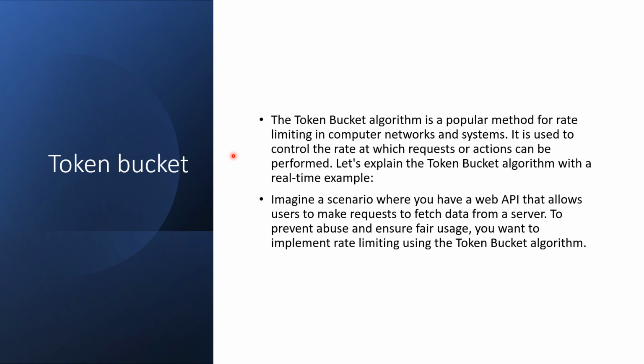First one, token bucket. The token bucket algorithm is a popular method for rate limiting in computer networks and systems. It is used to control the rate at which requests or actions can be performed. Let's explain the token bucket algorithm with a real-time example. Imagine a scenario where you have a web API that allows users to make requests to fetch data from a server. To prevent abuse and ensure fair usage, you want to implement rate limiting using the token bucket algorithm.